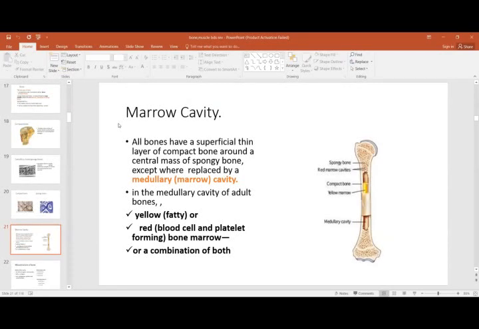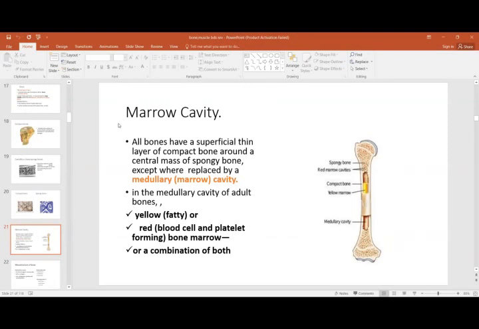Then another structure in the bone is the marrow cavity. All bones have thin superficial layers of compact bone around this. You see this compact bone around the central mass, which is the spongy bone in this picture, and which is replaced at certain places in the center by the medullary or marrow cavity, the cavity of the bone.